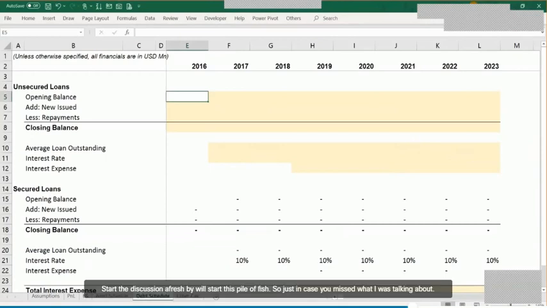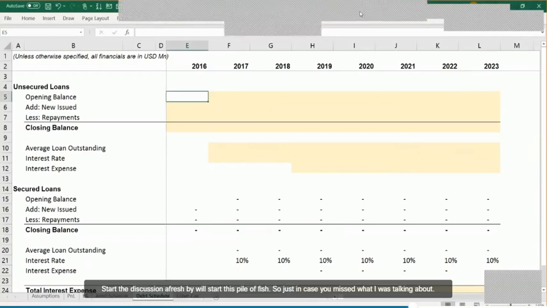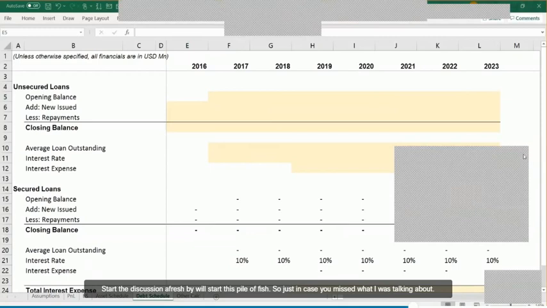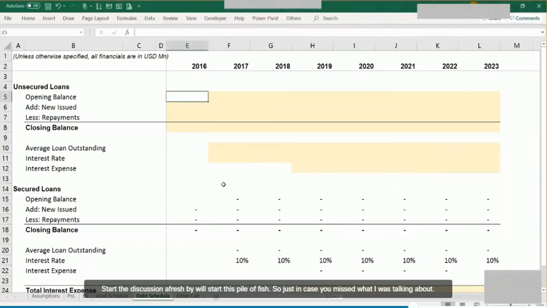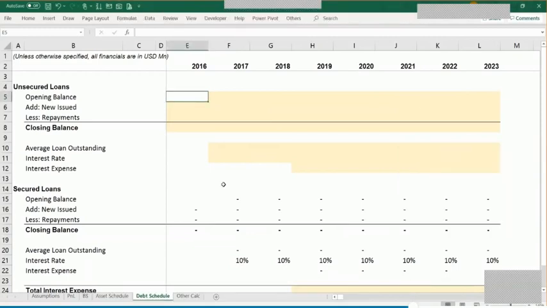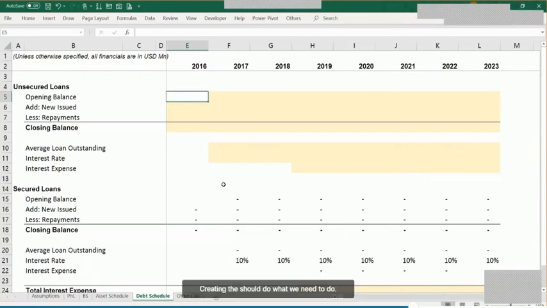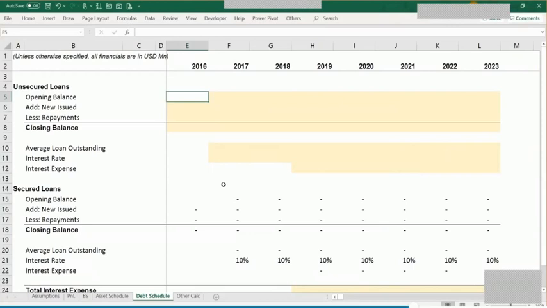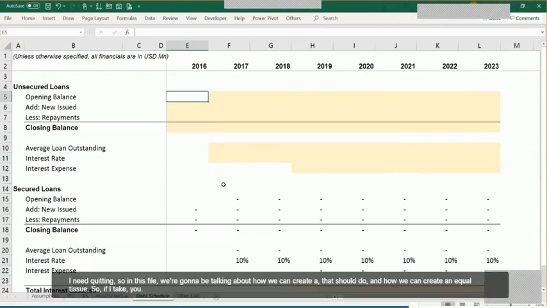So let me start the discussion afresh. I will start this file afresh. Just in case you missed it, you can go through it again. What I was talking about is the next step after creating the asset schedule. We need to work on the funding structure. The funding basically comes in the form of debt and equity. So in this file, we are going to be talking about how we can create a debt schedule and how we can create an equity schedule.